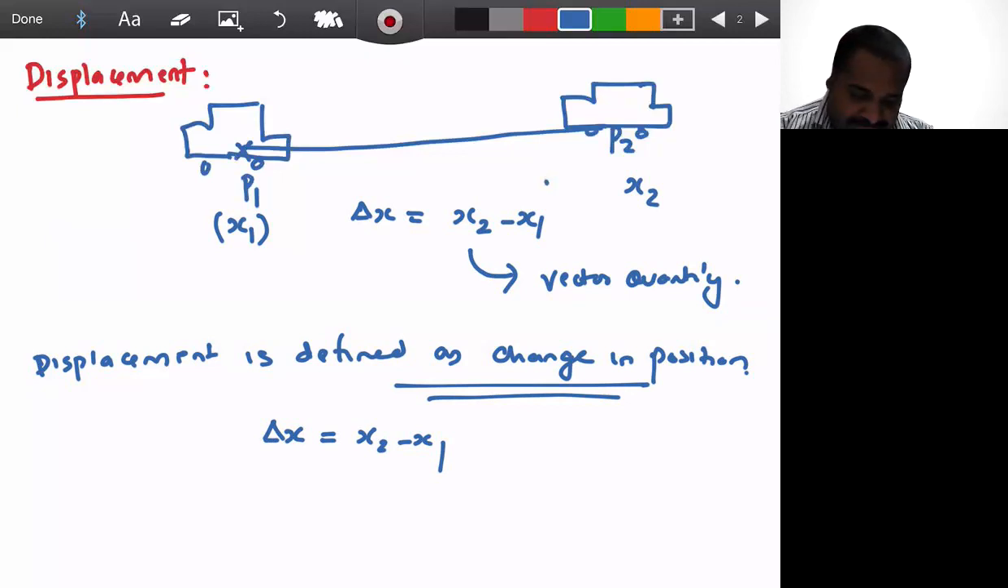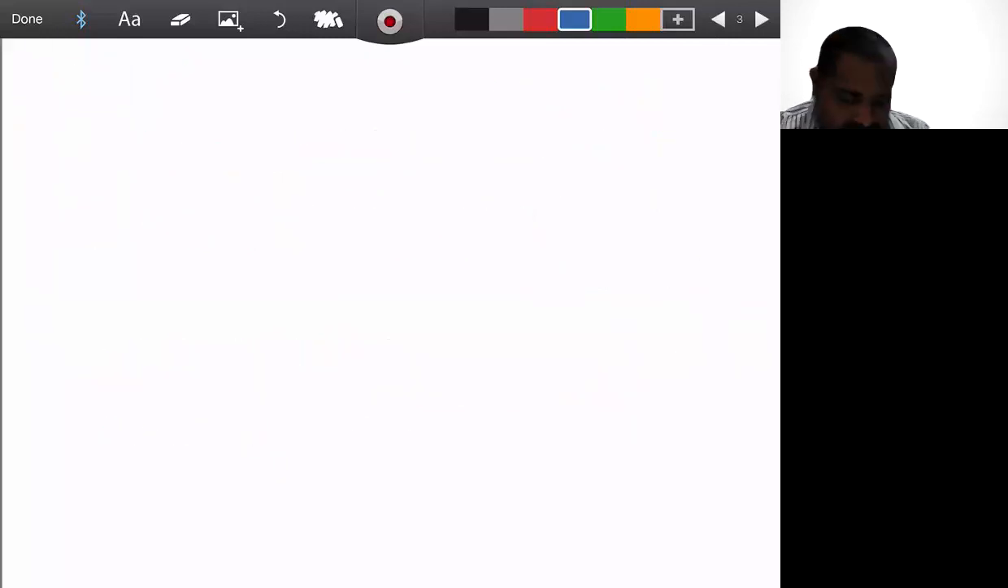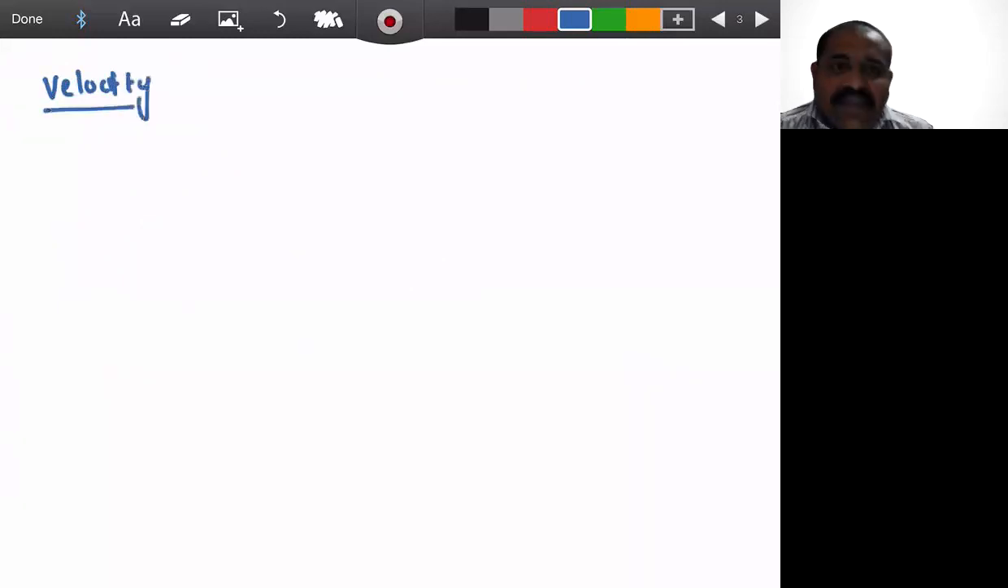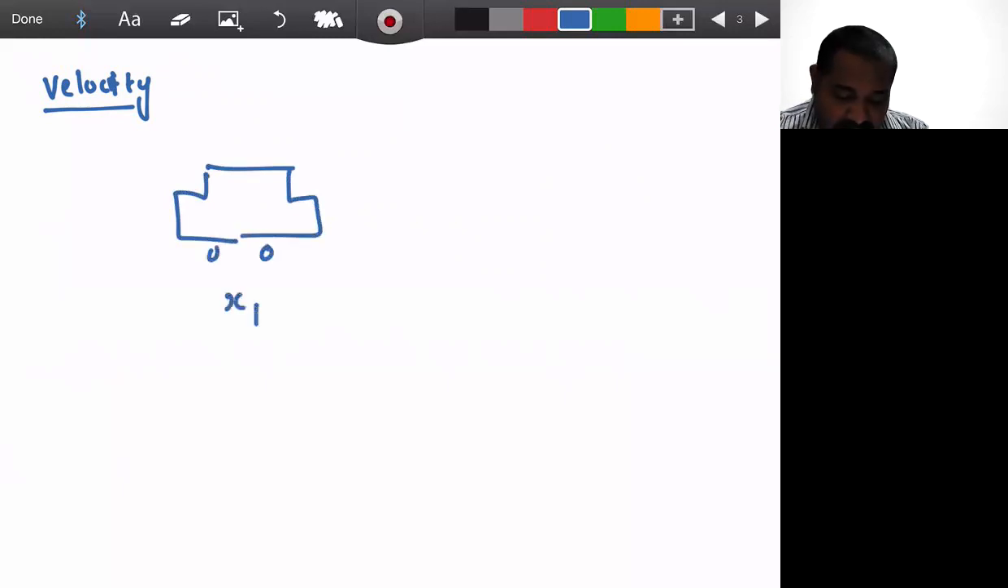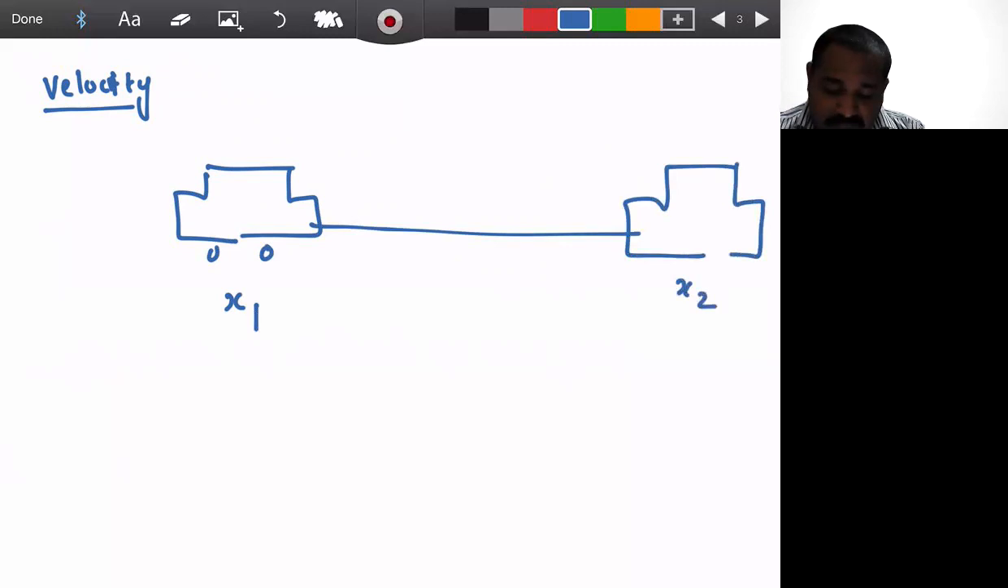Now, what is velocity then? Same scenario I'm considering, the same illustration. A vehicle is at a position x1 and it reaches another position x2. We are considering the time frame also, please. So at position x1, the time is represented by t1, and when it reaches x2, its time is t2.